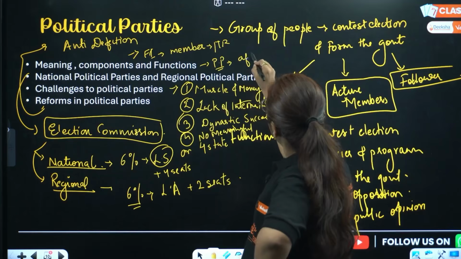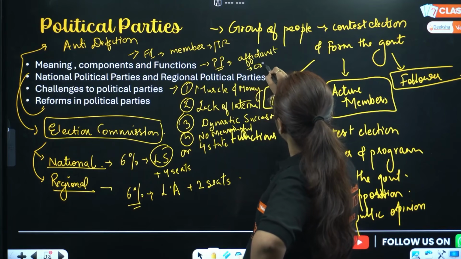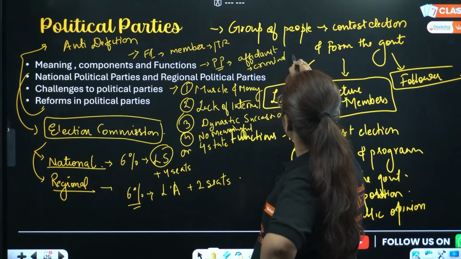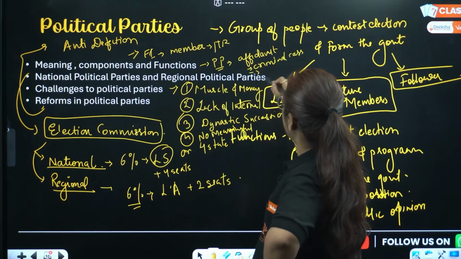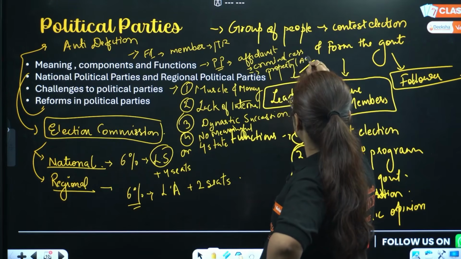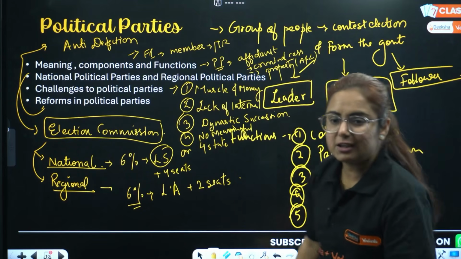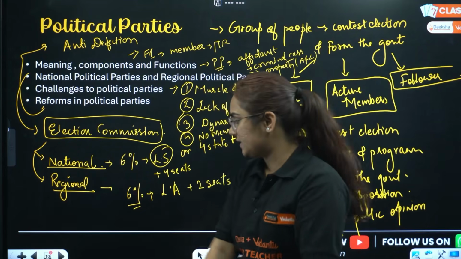Affidavit. Affidavit means legal details about what? Their criminal cases as well as their assets and liabilities, that means details of their property or all the assets and liabilities. Get it, my dear students? This is the chapter Political Parties.